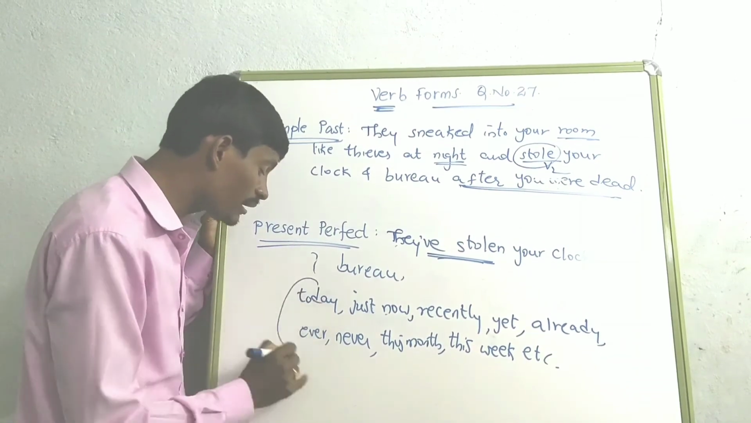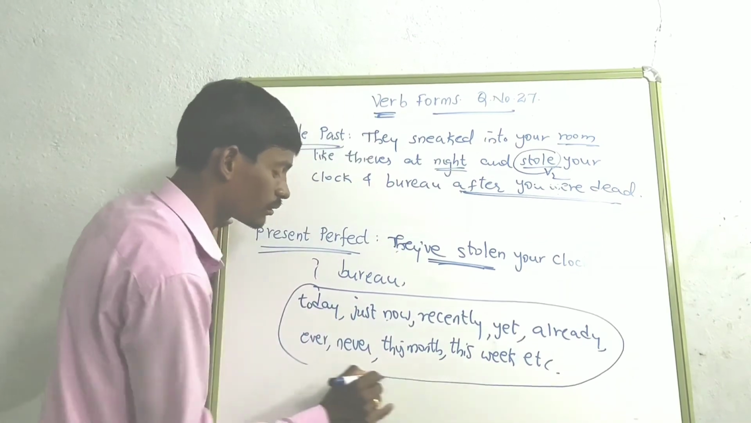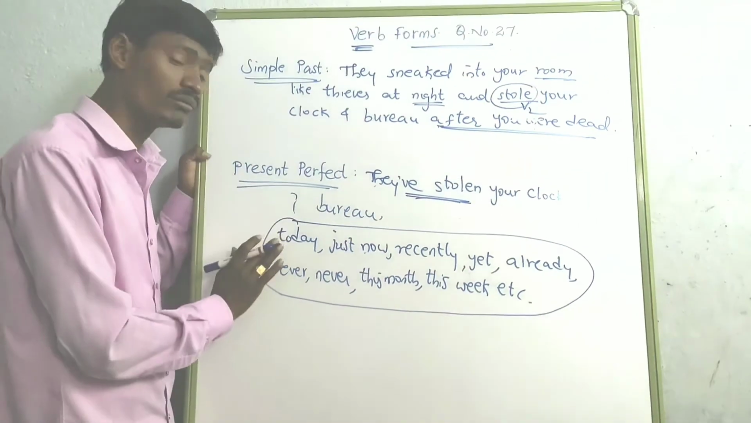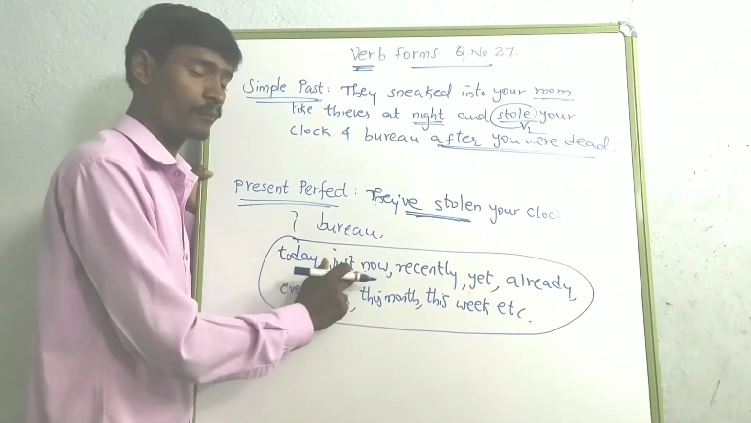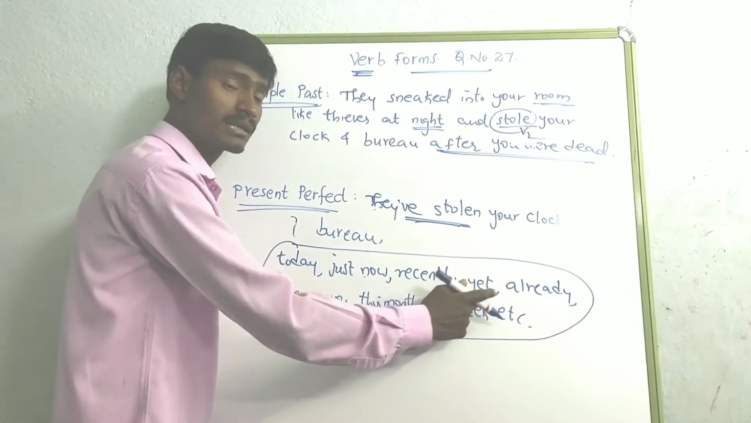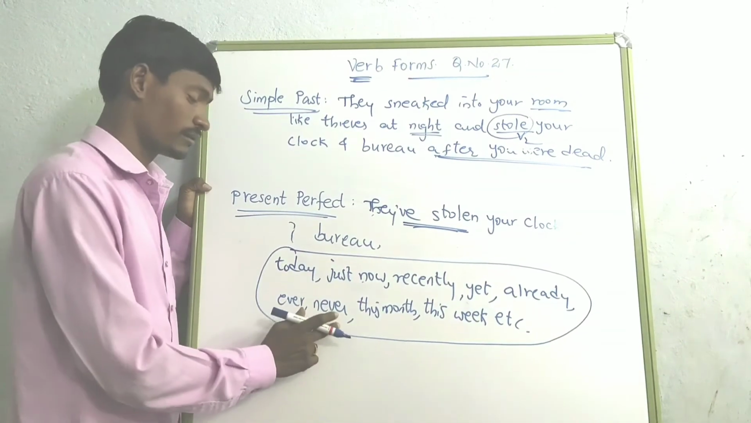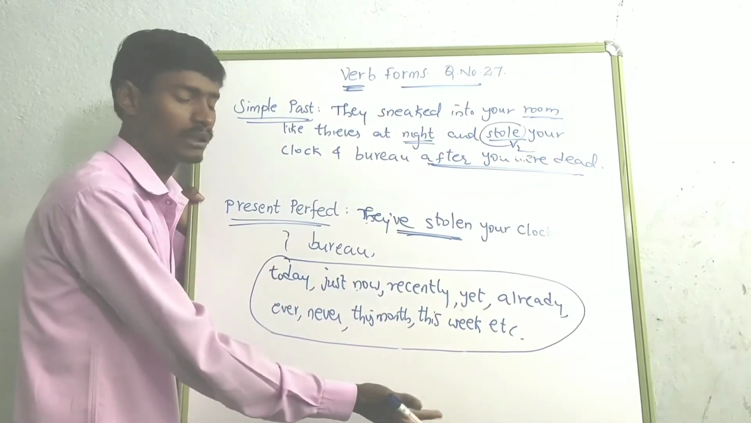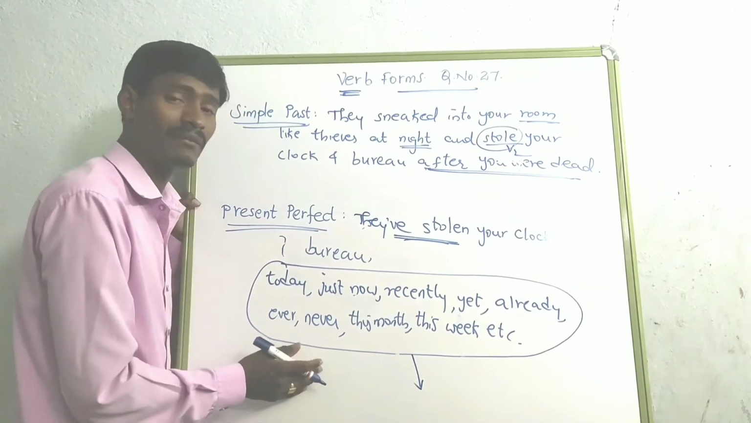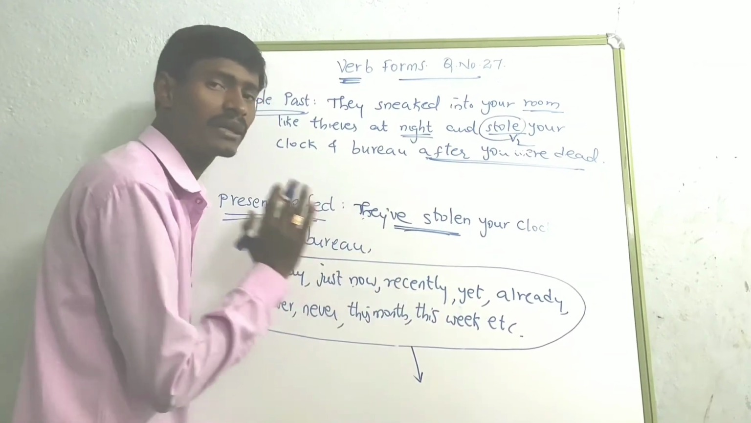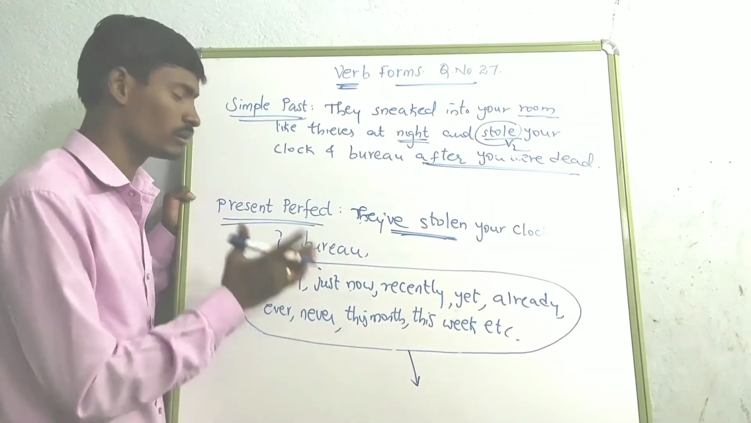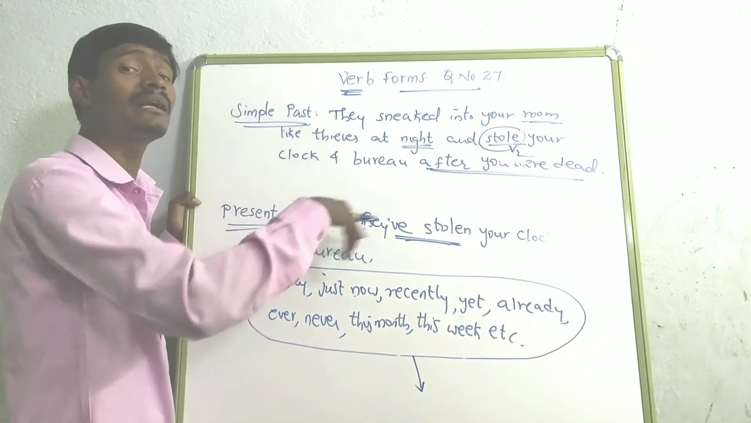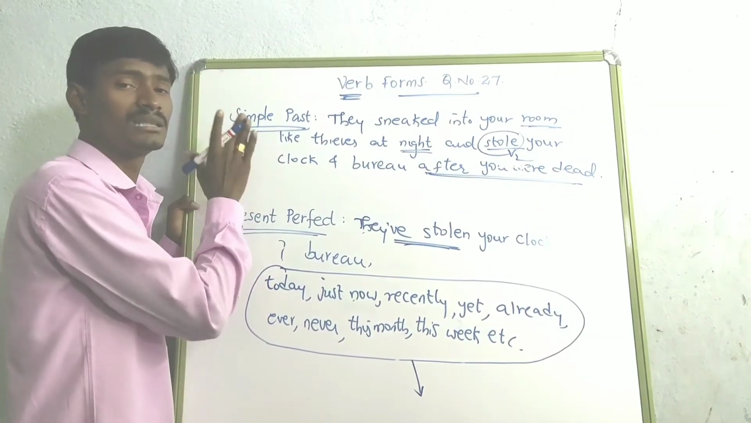Or if the time related to present time is given, these are all called present time adverbs, then you have to go for present perfect only, especially with words like today, just now, recently, yet, already, ever, never, this month, this week. All these are related to present time. If time related to present is given, go for present perfect. If time is not given also, go for present perfect. If time is given, and that too time related to the past, then you have to go for simple past tense.